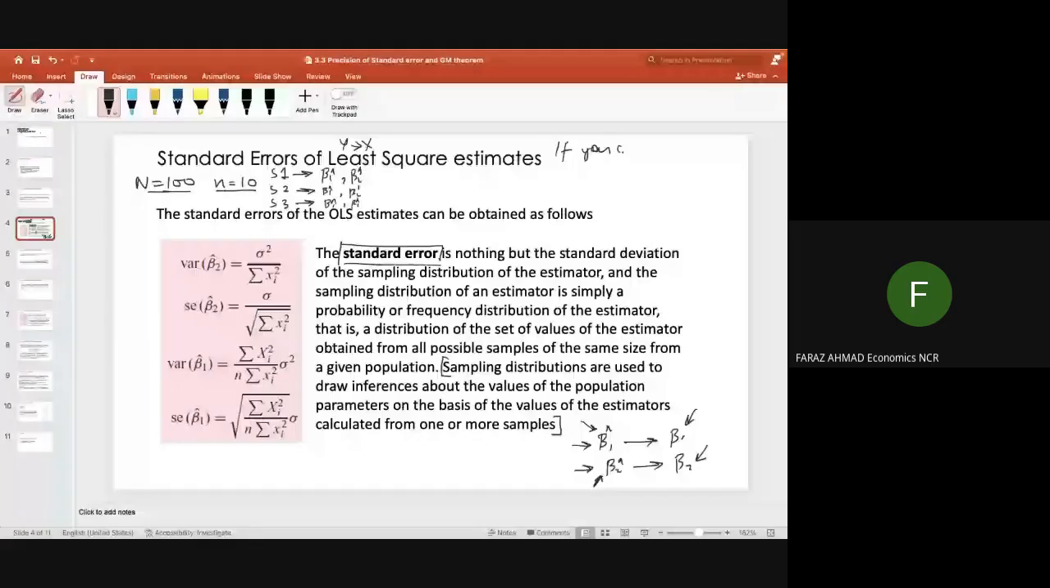Now, if you collect all possible samples of size 10 from the population of size 100.